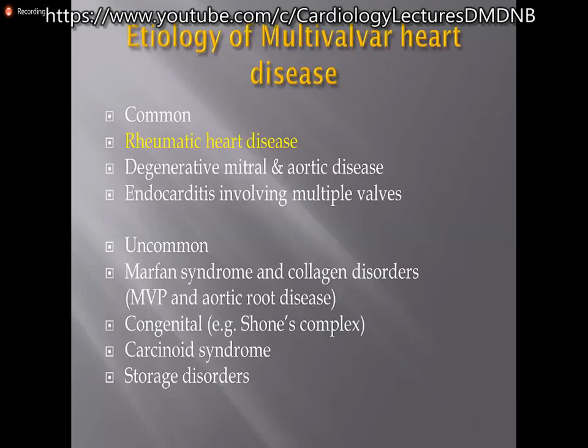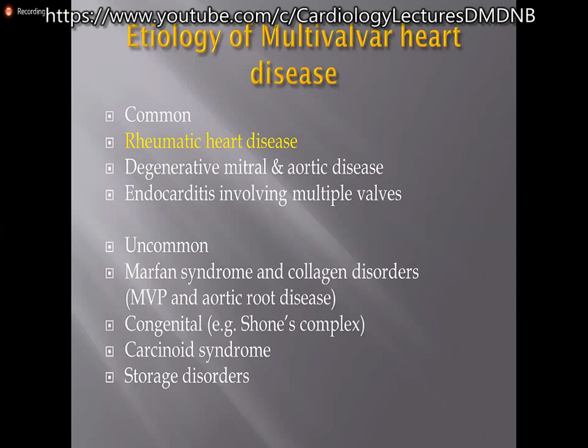The etiology of multivalvular heart disease: of course, the most common is rheumatic heart disease. And there can be degenerative mitral and aortic valve disease. You can have degenerative aortic stenosis, which is pretty common in the elderly population. They can also have mitral annular calcification. Then we can have endocarditis involving multiple valves. Sometimes we have seen satellite extension, with aortic valve vegetation encroaching on the mitral valve, and they can also have tricuspid valve vegetation, particularly if they are on intravenous medication or if they are drug abusers.